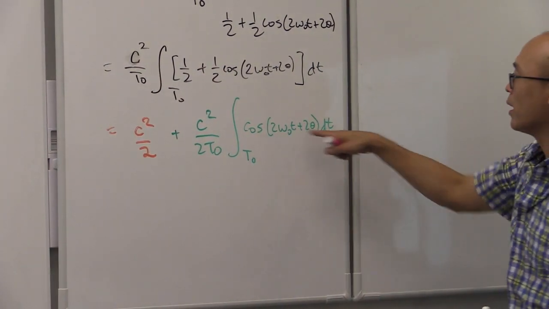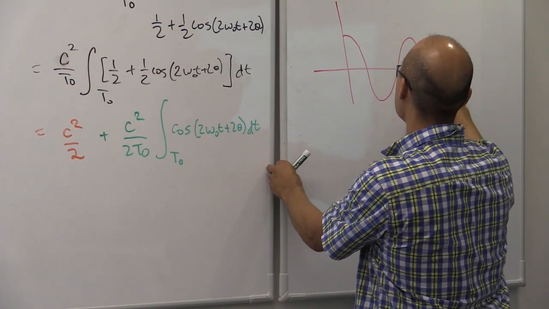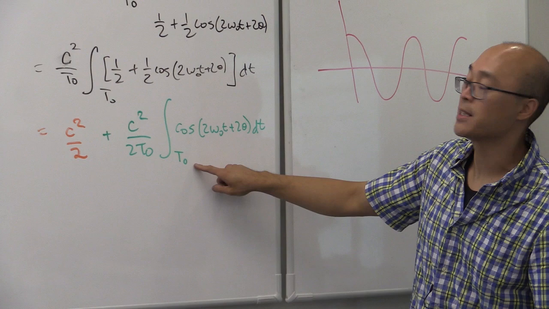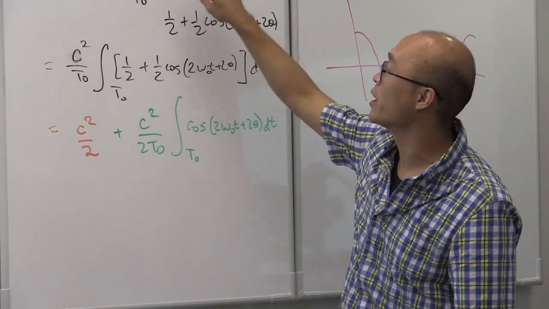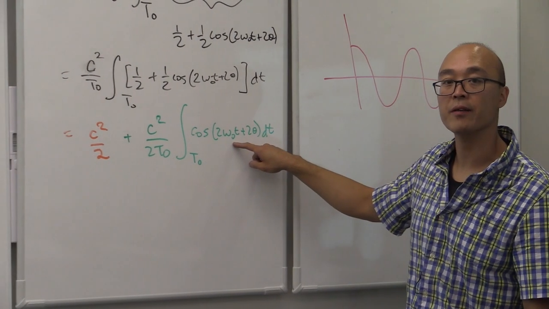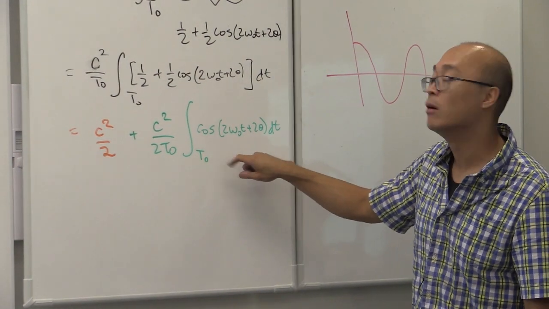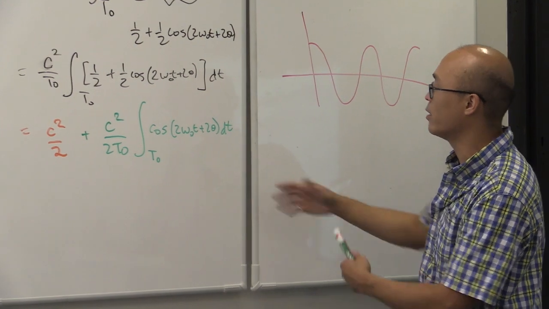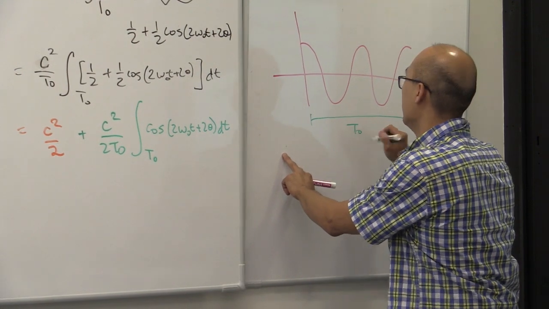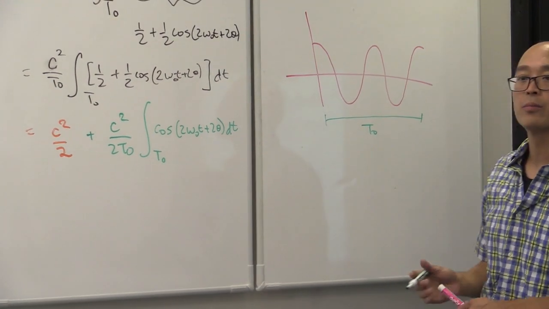Now, if I were to plot this function, I would have a cosine that looks like this. What do I have for the value of T naught? Well, this is the period associated with my original harmonic signal, the cosine of omega naught t. The frequency of this cosine function is 2 omega naught, so its period would be T naught over 2. So if I look at my cosine function plotted over here, I'm going to be integrating this over a period of T naught, which is illustrated over here. In other words, I have 2 cycles of this cosine function fitting within my original period T naught.